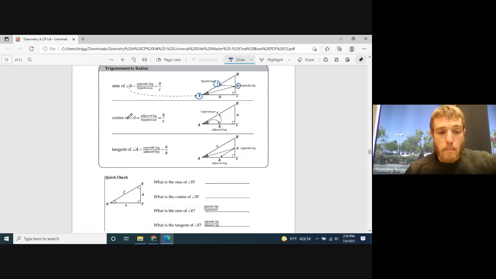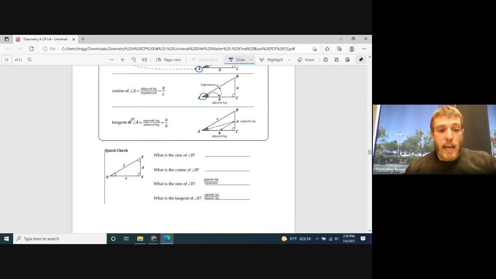Now cosine is the adjacent leg divided by the hypotenuse. So if I'm looking from angle A, which leg is adjacent to it? Adjacent means right up against it or sharing a border. So if you're looking at this angle A, the adjacent leg is right here. See, A is the opposite leg. But from this angle, this is the adjacent leg over the hypotenuse. So for cosine, you use the adjacent leg divided by the hypotenuse.